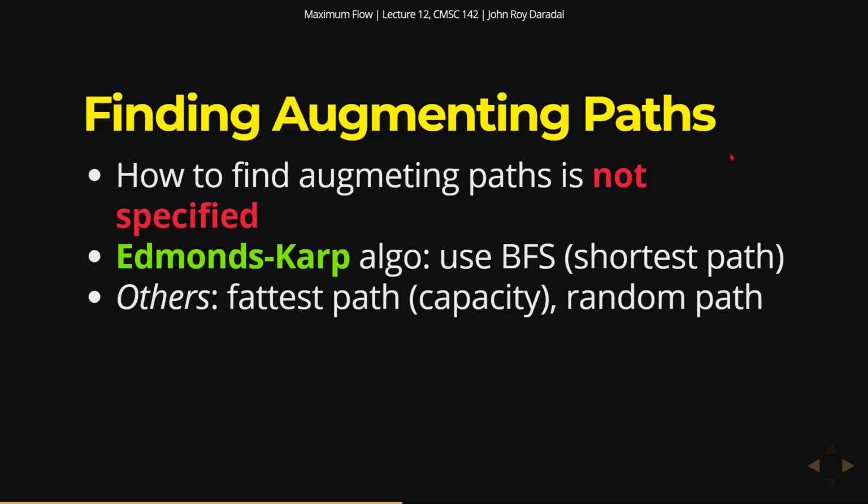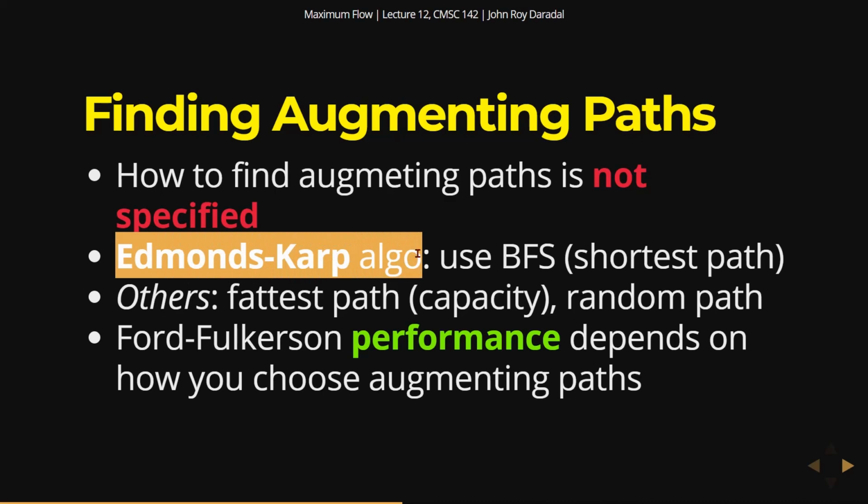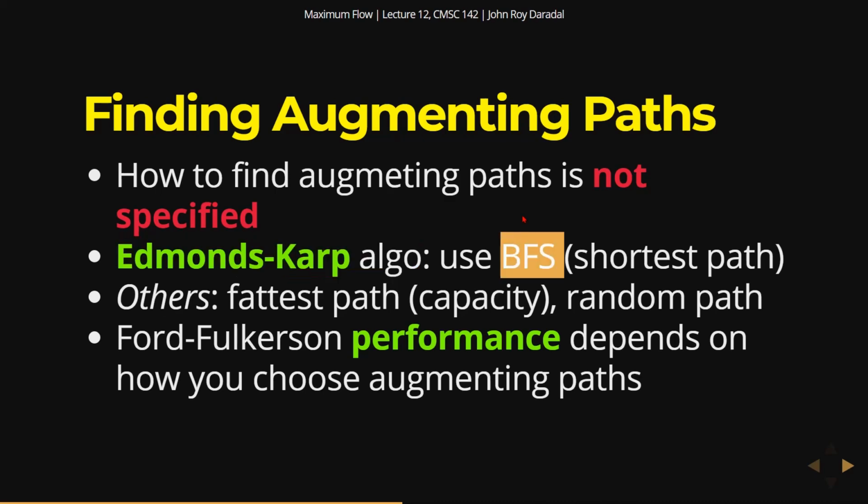Okay, now other algorithms could find other augmenting paths. It could be the fattest path, or the one with the biggest capacity, or it could be just any random path. So the performance of Ford-Fulkerson actually depends on how you choose the augmenting paths, because different augmenting paths will lead you to different solutions, and some solutions will be solved faster than others. Okay, but for the rest of the discussion, we will use the Edmonds-Karp algorithm because we already know how to find the shortest path, which is using BFS.